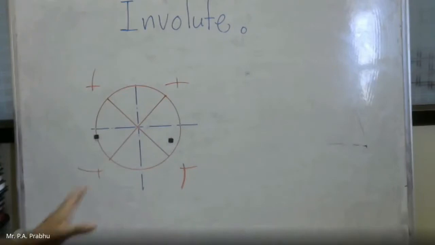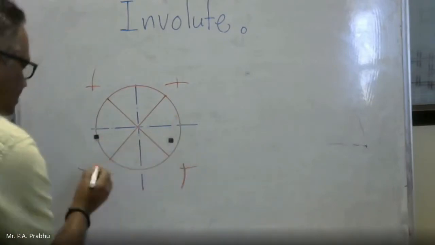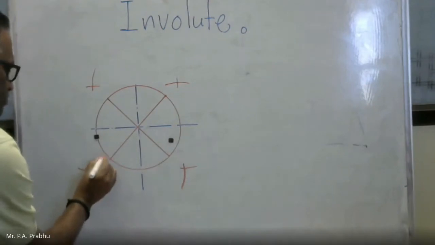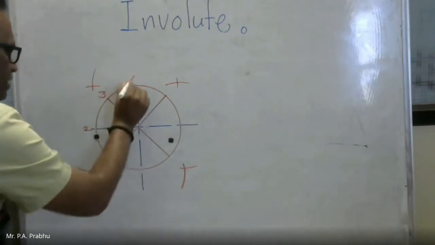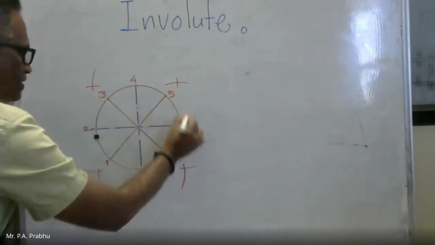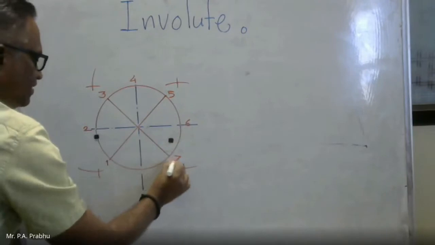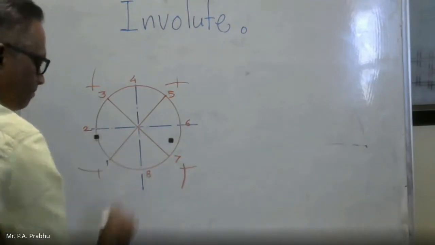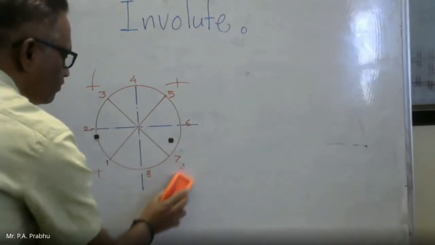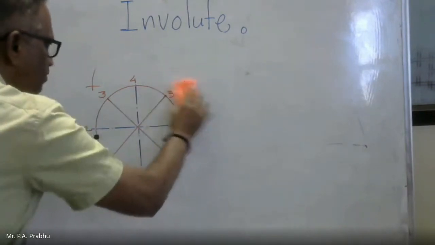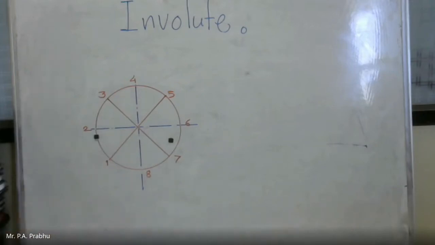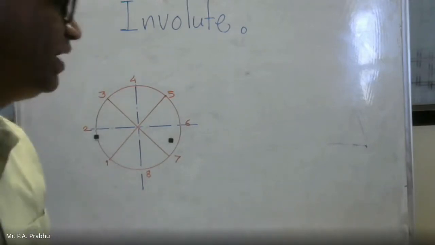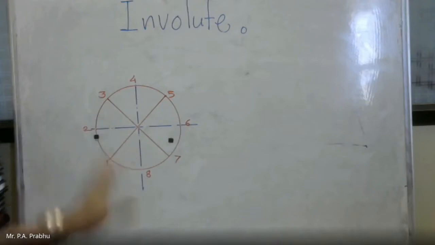So I have divided this circle into 8 parts. Then I have given names to each division: 1, 2, 3, 4, 5, 6, 7, 8. Then about the work. So first step is divide your circle or polygon into the same number of equal divisions.